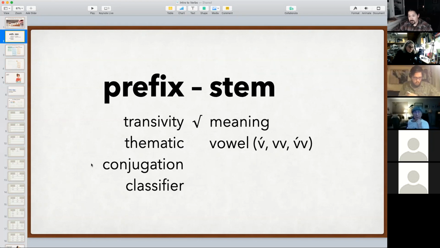Conjugating. This is where you move it into the perfective, into the future, into a hortative, right? It's all going to happen right there. And then the classifier. The classifier really starts to fine-tune what we're talking about the verb doing or being. It's something specific, somebody's doing it, you're doing it with something specific, right?